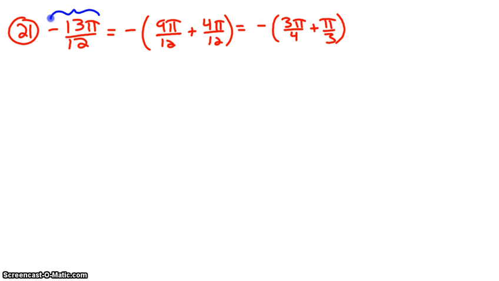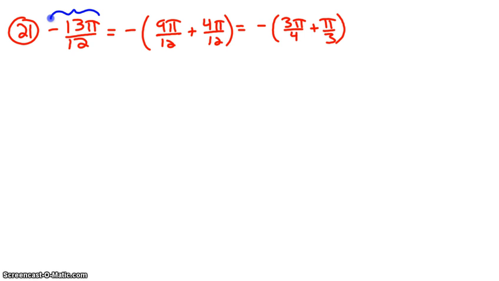Now when we're trying to solve these, we're looking for values of radians that we're comfortable with or familiar with. Those that are over 6, over 4, and over 3, meaning 30 degrees, 45 degrees, and 60 degree problems.